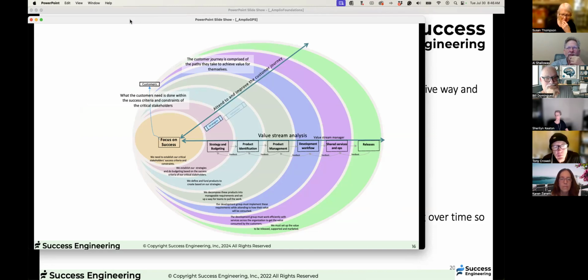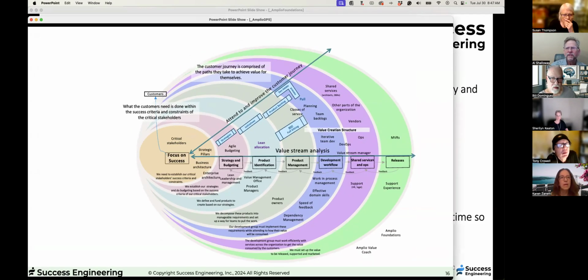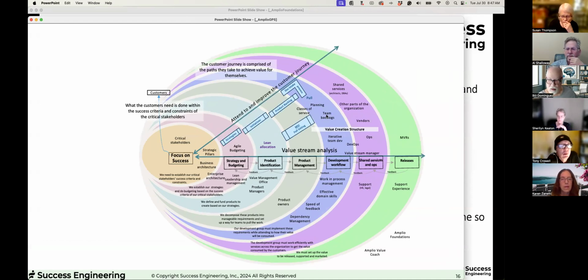So one of the things about the Amplio GPS is one of the ways we do it is we represent it. I'm not going to try to explain this fully. We represent it as a focus on success, strategy. Each of these is a different part of the system, and you can see how I have many things. Each of these is done as a pattern. How do you plan? How do you do classes of service? How do you do MVI, minimum viable increments? I'm not going to explain this, but this is our equivalent of SAFE's big picture.